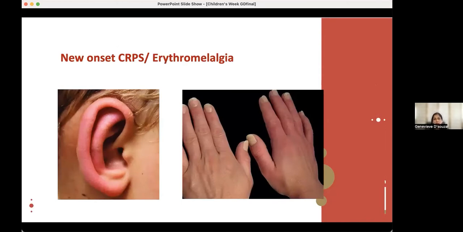We get consulted for new onset CRPS and erythromelalgia. So the picture on the left shows a red ear syndrome. Erythromelalgia is a sodium channel anomaly where the ear, nose, hands, and feet can turn intensely red.